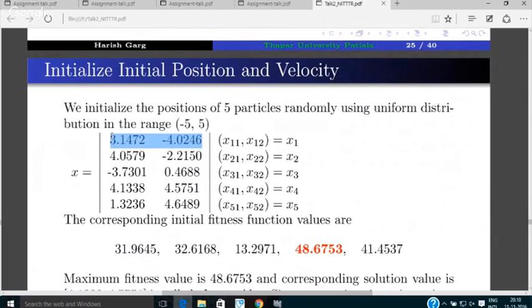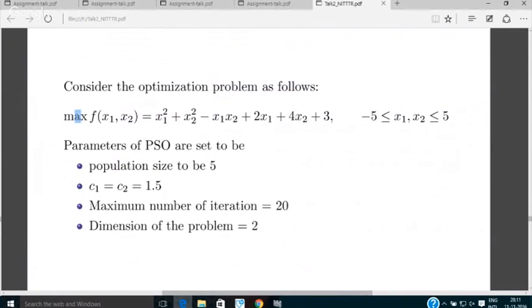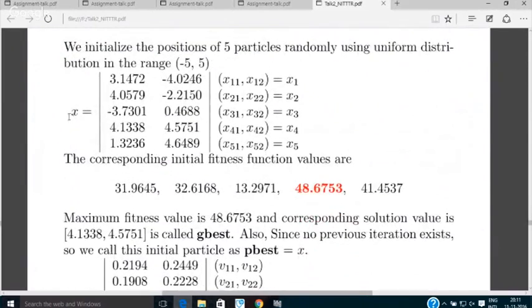Again, there are two dimensions, x1 and x2, so there are two columns, and our population size is 5, so there are 5 rows. You can change the dimensions depending on your problem and the population size depending on your need. Similarly, 32.6168 comes when you substitute 4.0579 as x1 and -2.2150 as x2. For the third, -3.7301 and 0.46822 give 13.2971, and similarly 48.6753 and 41.4537. Now, your target is to maximize the objective, so find the maximum value of the fitness function, which comes in red color.